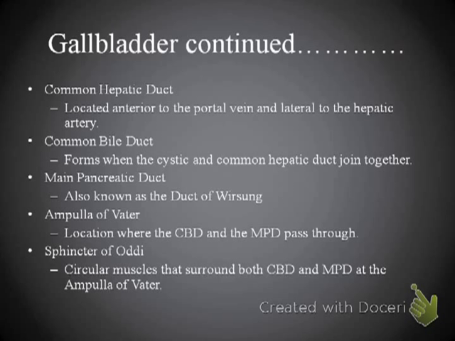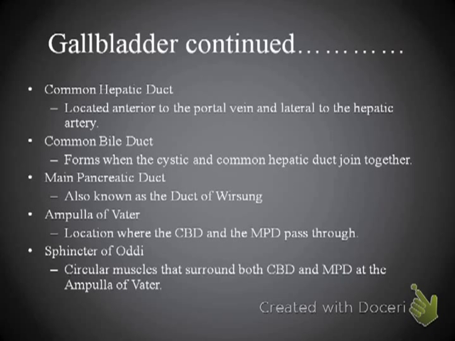So taking a look at an image, we have the cystic duct coming from the gallbladder, the common hepatic duct coming from the liver, and at the point where they join, that is when this common bile duct is actually formed. And so we'll abbreviate common bile duct as the CBD.